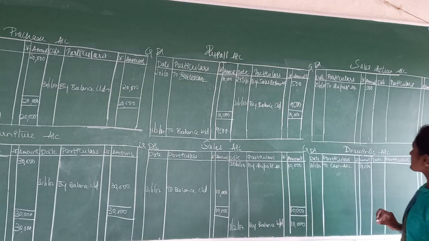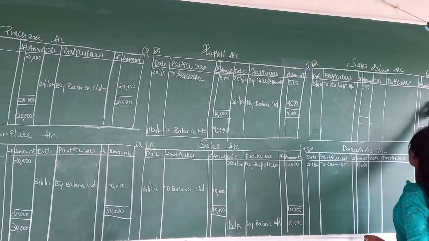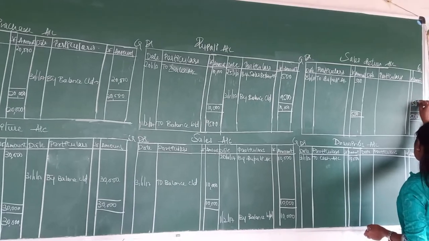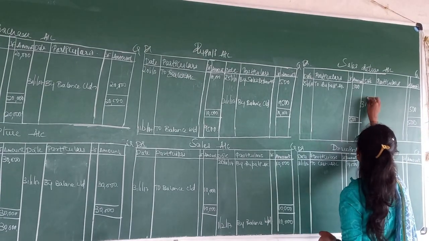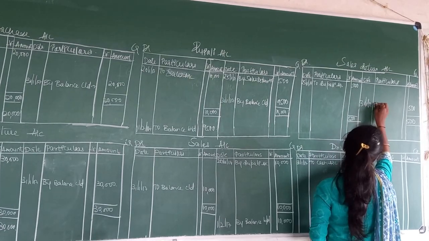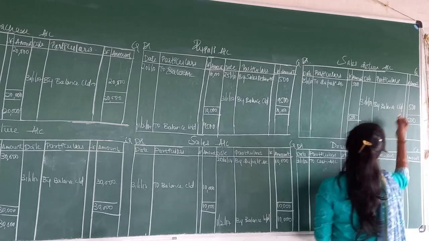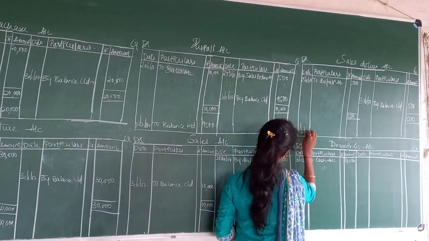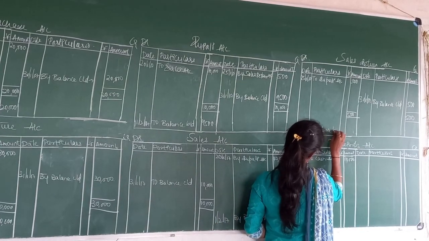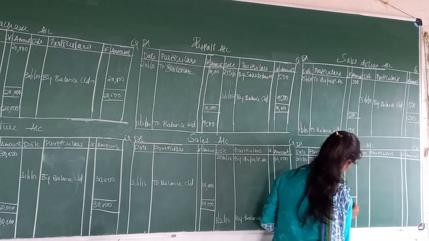Again we go for the sales return account. This side we have 500, this side we don't have anything, so 500, 500, total 500 is missing in this column. So for that I will write 31st 1/2017, by balance carried down, and opposite of that 1/2/2017, to balance brought down 500 rupees.